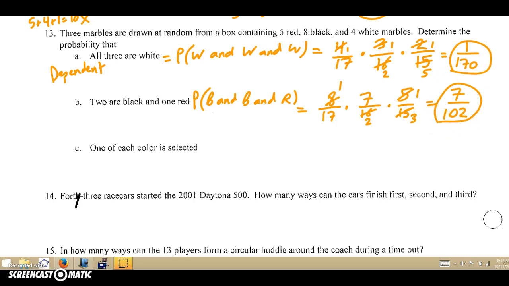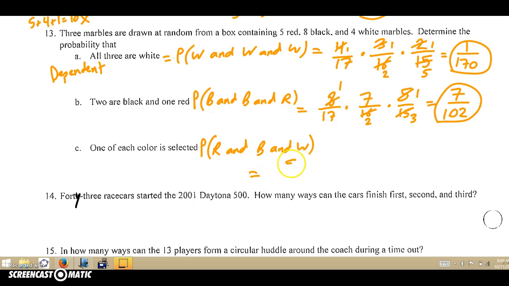And 1 of each color is selected. Now, this is interesting. Basically this is the probability of getting a red, and a black, and a white. And you might think order matters here. What's the probability I get a black, and then a white, and then a red? But it turns out it doesn't, because when you multiply the fractions together, multiplication is commutative. It doesn't matter what order it's multiplied in. So everything will work out fine.